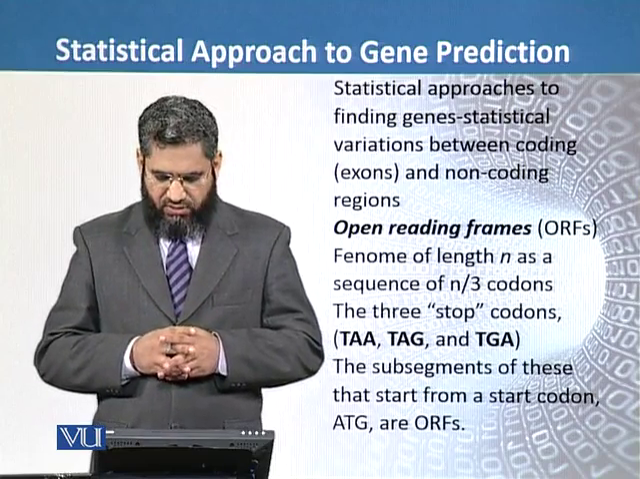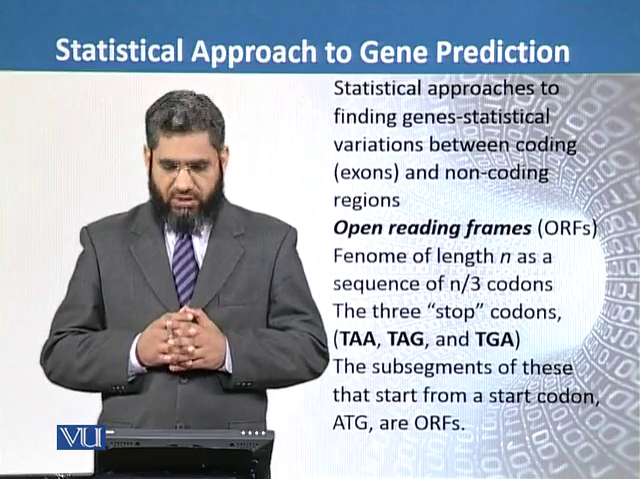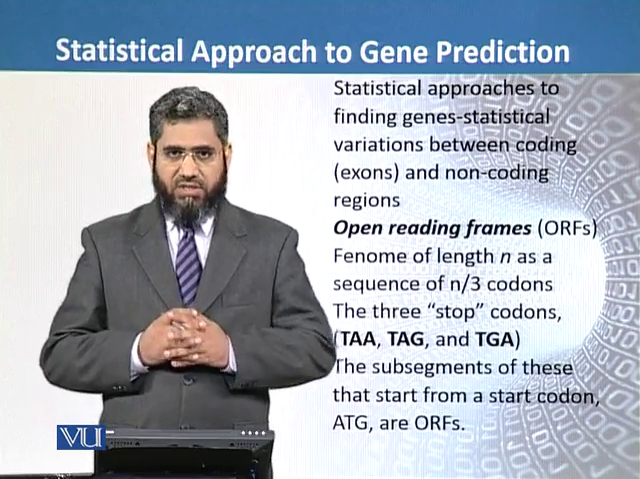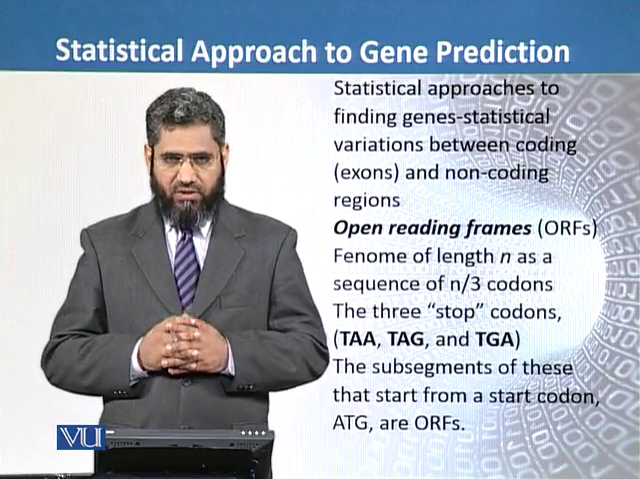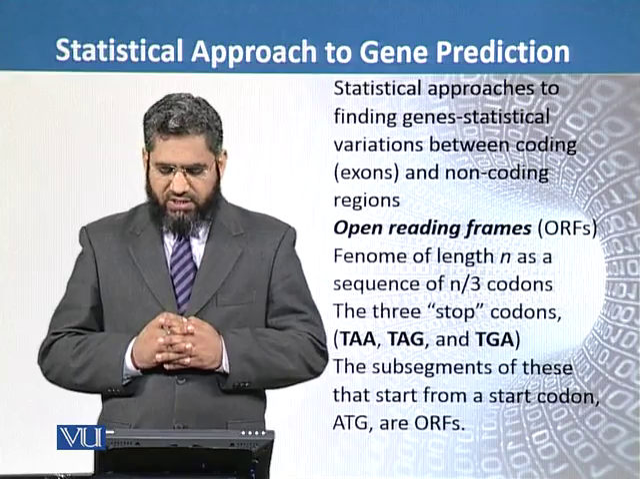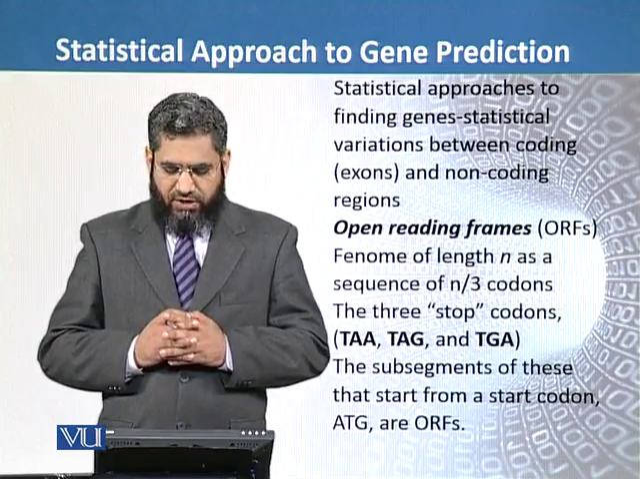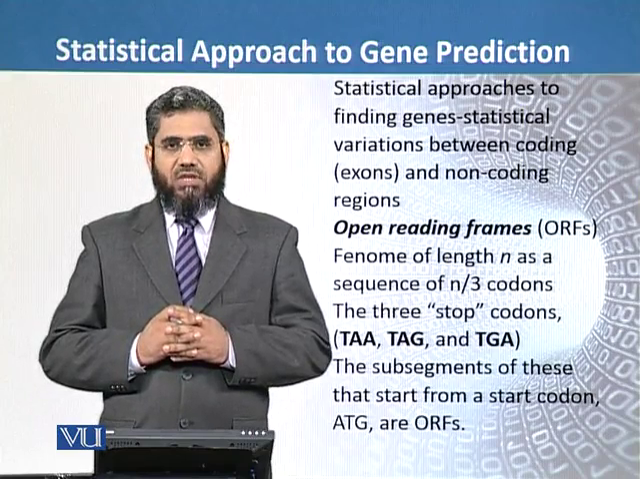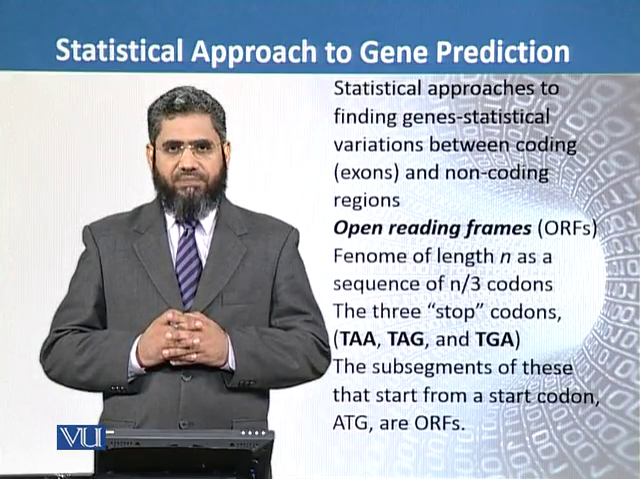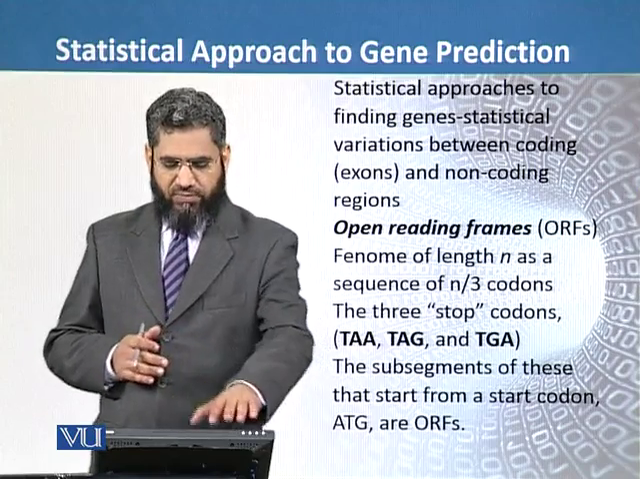So we can divide n by 3 and we will get the subsequent sequences and the short fragments within the genome. And we know that these subfragments start from the start codon, that is ATG, which is present just in front of the open reading frame, the ORF.